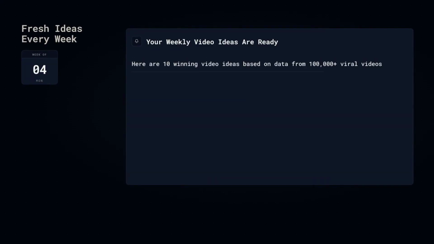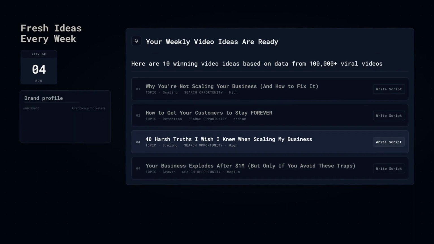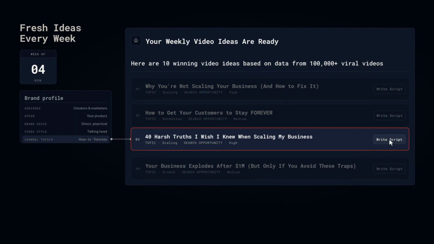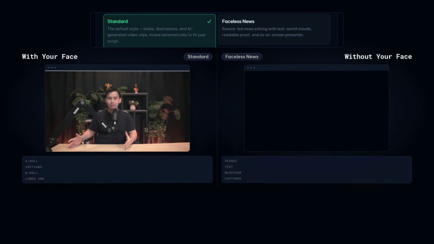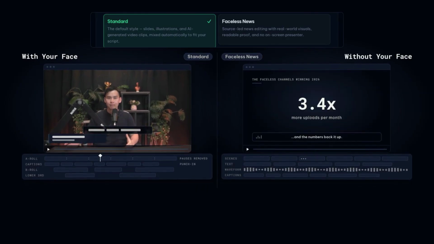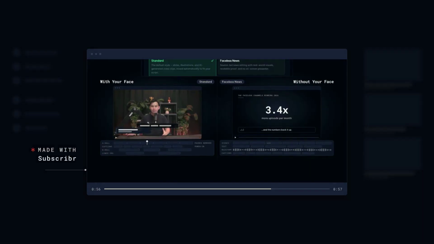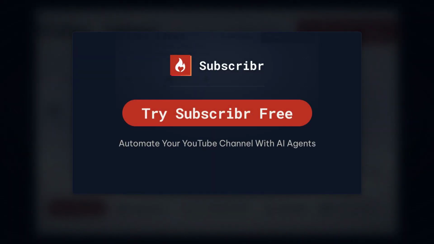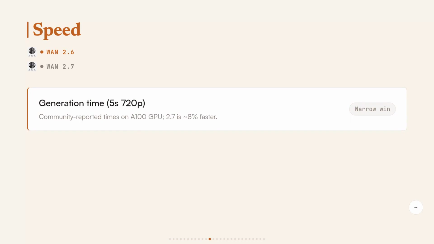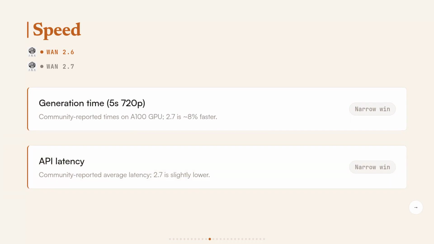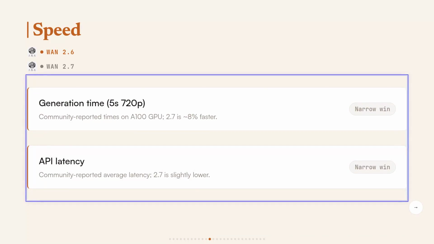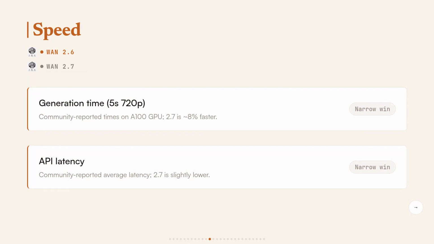The question is whether WAN 2.7's bigger 27 billion parameter architecture actually costs you more time or somehow gets out of its own way. WAN 2.7 generates that same 5-second 720p clip in roughly 55 seconds on an A100, about 5 seconds faster than WAN 2.6's 60, and API latency comes in at 2.3 seconds versus 2.5. These are community-reported figures on comparable hardware, so treat the exact numbers as directional. But the direction is clear and consistent across multiple reports.